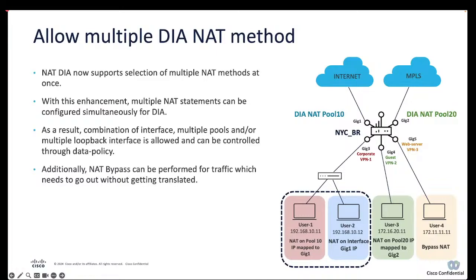So again, you can create a centralized data policy, create a rule, and as a result, user 1 traffic will be translated to the Gig1 interface IP address that the NAT we have configured, and exit out through the Gig1 interface. Similarly, user 3 traffic will be translated to the Gig2 interface IP address and exit out through the Gig2 interface, right? And you also have the option to bypass the NAT altogether.